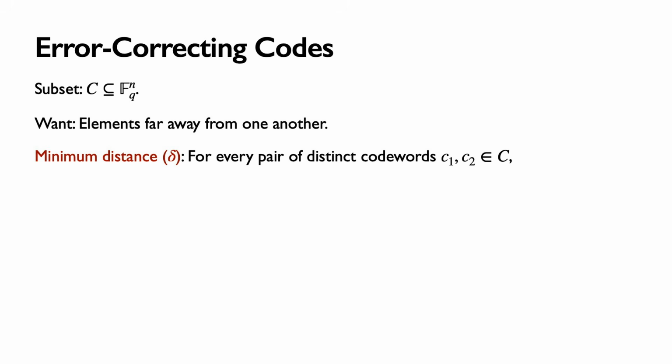So we say that a code C has minimum distance delta if for every pair of distinct codewords in C (the elements of a code are known as codewords), that is, for every distinct c1 and c2 in C, their fractional Hamming distance is at least delta. Fractional Hamming distance is simply the Hamming distance divided by the length of the vectors, n.